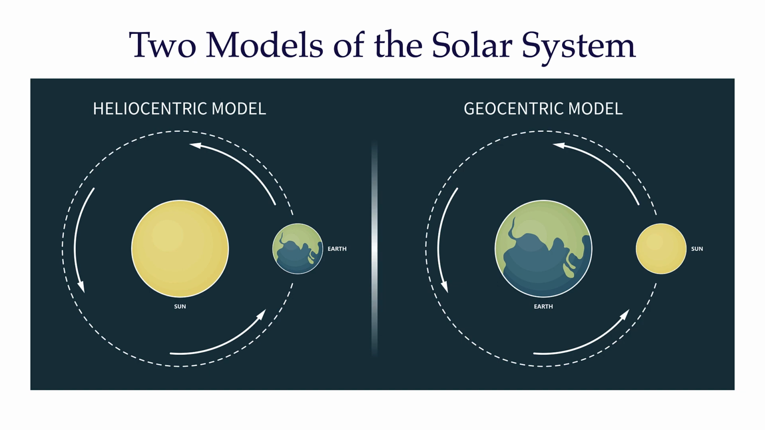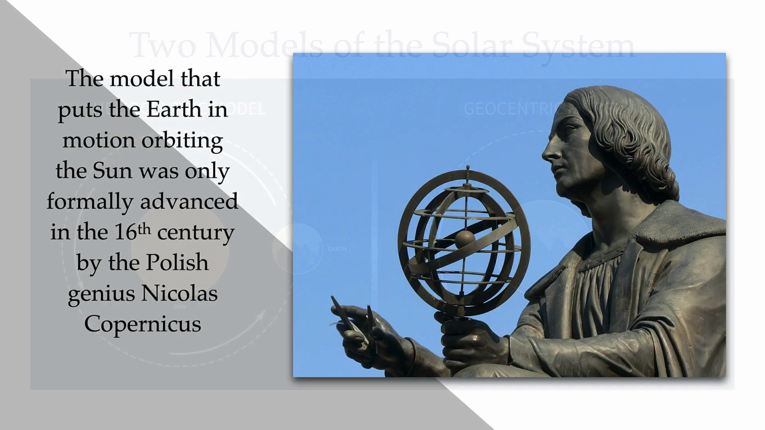The model that puts the Earth in motion orbiting the sun was only formally advanced in the 16th century by the Polish genius Nicholas Copernicus in the teeth of intense resistance. That heliocentric hypothesis was not formally proven until the work of the British genius Isaac Newton near the end of the 17th century. The fundamental problem associated with a geocentric model that makes the 0 degree of Aries coincide with the equinox forever is that the sky quickly becomes disassociated from that standard.